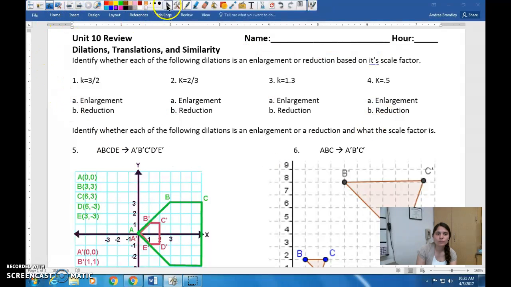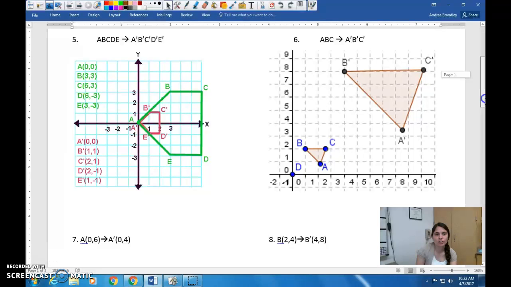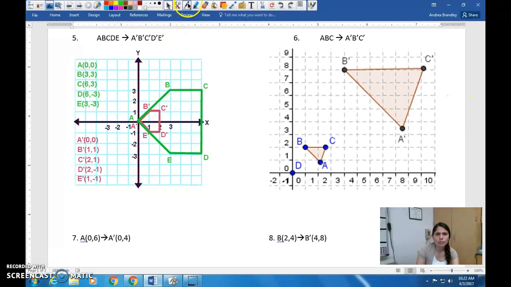And then on numbers 5 and 6, we're looking to see, again, if it's an enlargement or a reduction, and this time to find a scale factor. So you may have multiple choice options here. I would ask you to just ignore the options and to solve it without them. So we're going from A, B, C, D, E to A prime, B prime, C prime, D prime, E prime. So we start at the green shape and then go to the pinkish red shape. So it's definitely getting smaller, which we would term reduction.